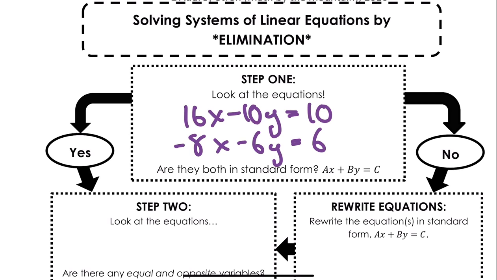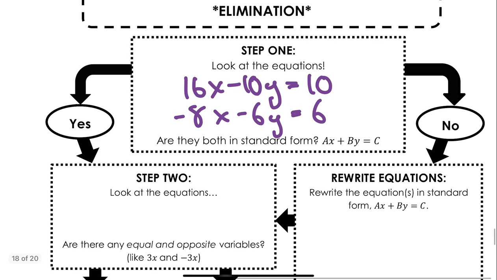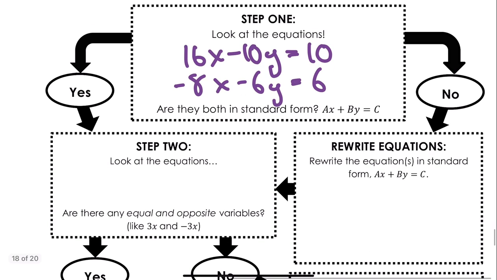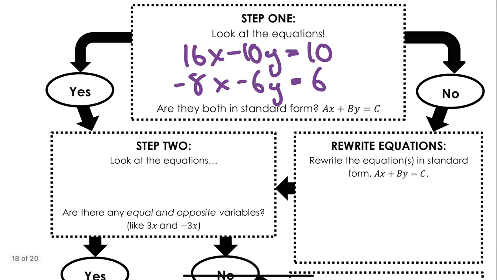So let's go through our flowchart and see what we can do. We're going to go through all the steps just to make sure that we got them all down. All right, so step number 1, look at the equations. Are they both in standard form? So do we have an x, a y, and a constant or a number? Yes, we do. So let's highlight that arrow, follow it down to our step 2.